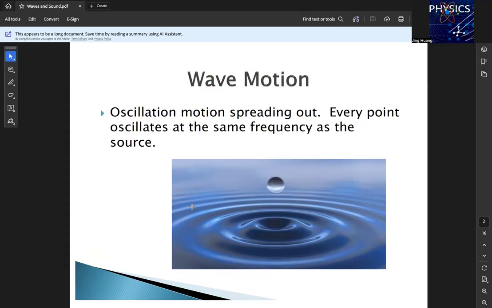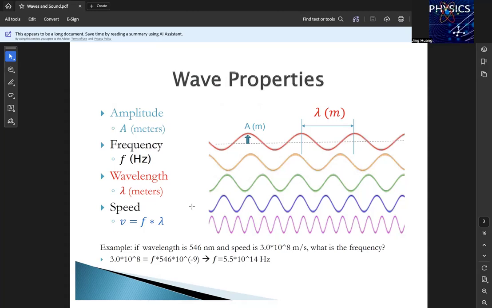So wave motion, for example, this is a water drop that causes these ripples on the surface of water. This mechanical oscillation spreading out, like ripples in water, is what we call a mechanical wave. A wave has amplitude. That is how much the oscillation of each particle in the medium moves, called amplitude. A wave has frequency that is the same as the oscillation frequency.